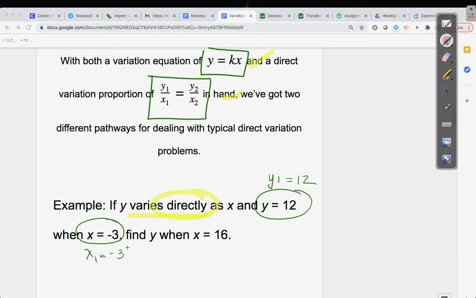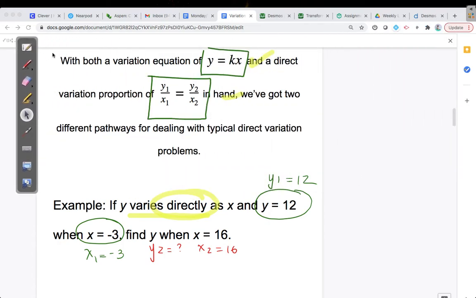So now they're saying find y when x changes. Well, remember, if x is changing, y is changing. So effectively what I'm being asked to do here is find y sub 2 when x sub 2 is equal to 16. You know, this is what it takes to read a question and to fully understand what's going on. It's a skill that we're developing in math class.